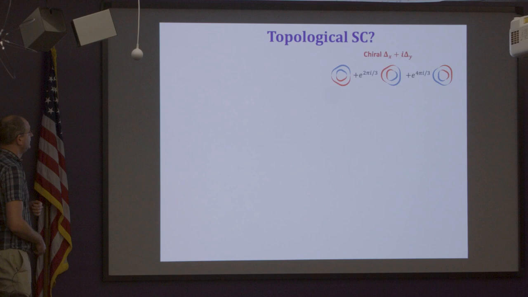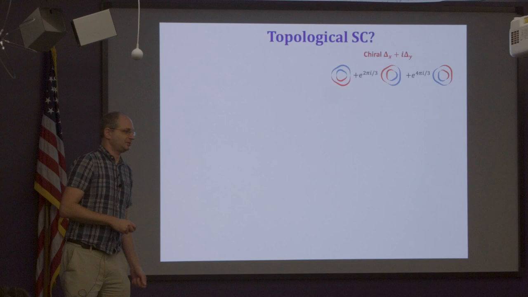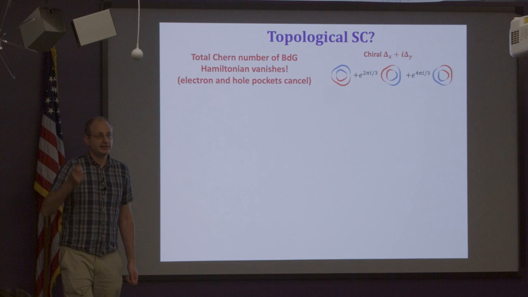Okay, so let me address this. Obviously this is a very interesting order parameter, and it should have all sorts of consequences that we can discuss. One immediate question that was already alluded to: is this a topological superconductor? We know that a chiral superconductor at least breaks the right symmetry to be a topological superconductor.